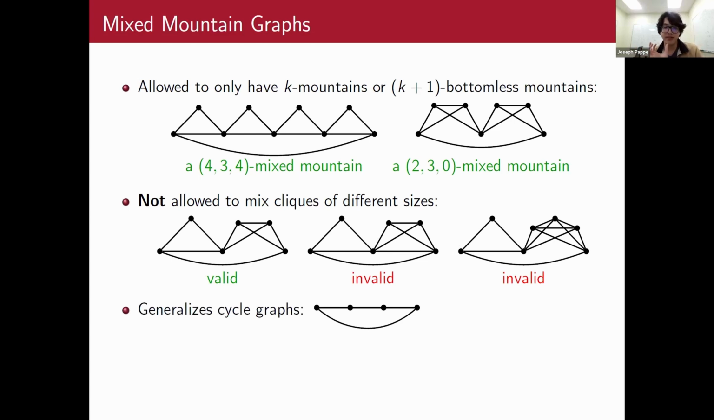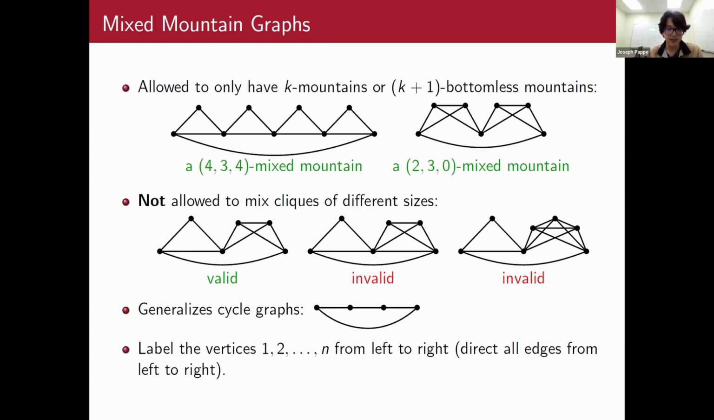Moreover, note that this family of graphs generalizes the cycle graphs, because if I take K2s and string them together and then join their ends, this is an example of a cycle. Okay. So we also need to label this graph. We're just going to label them from left to right, or if you're thinking about them as a directed acyclic graph, we're just going to direct all edges from left to right.